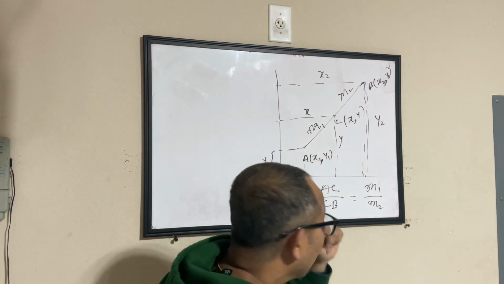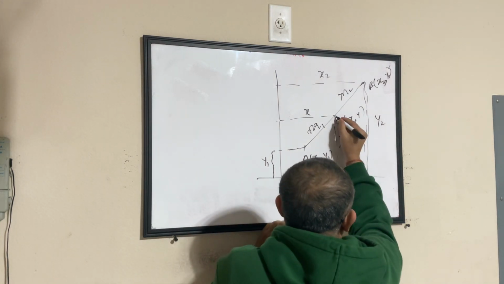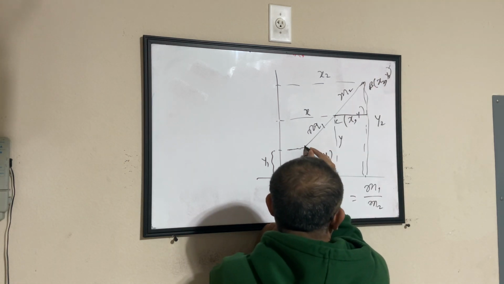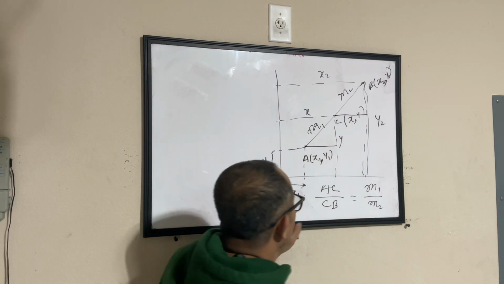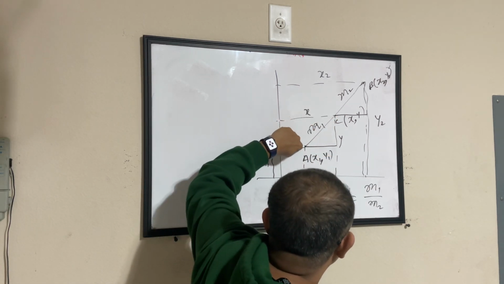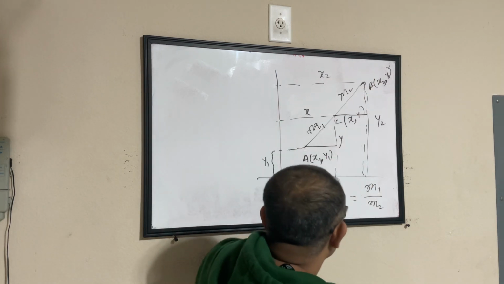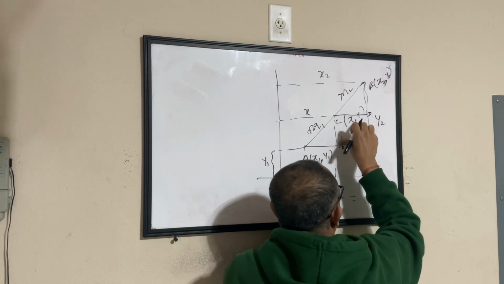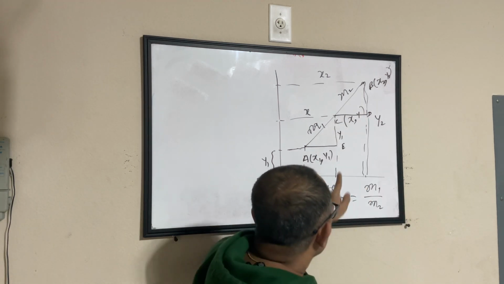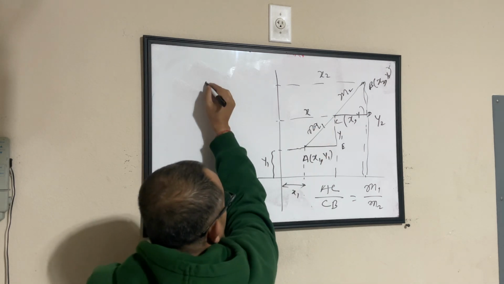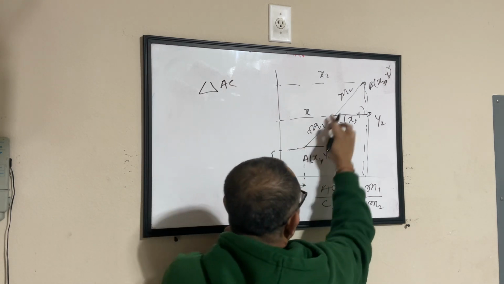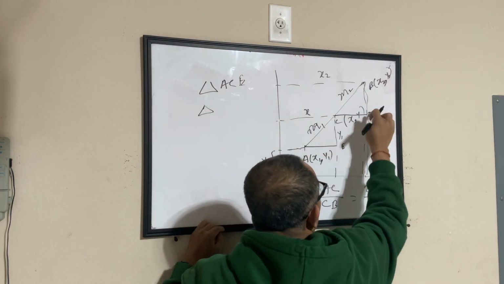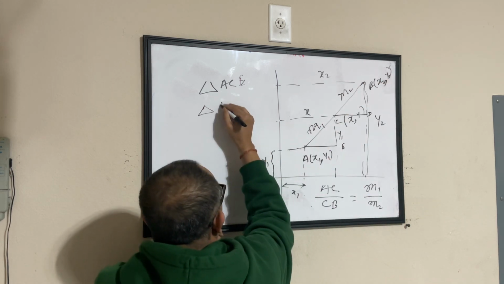Now I will draw two more lines. From here I will drop a perpendicular on this point, and from here I will drop another perpendicular here. So this point is C, this point is A, this point is B. These are two points. Let's give them names also. Let's call this one D and this one E. This y is my length from here to here. So now I have two triangles: ACE, and another triangle, BCD.